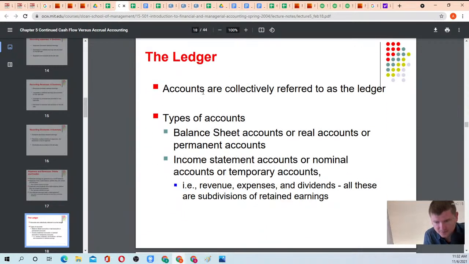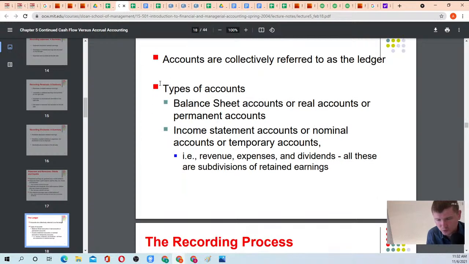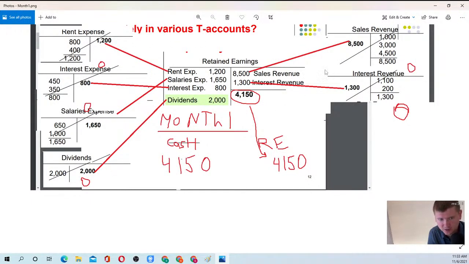Accounts are collectively referred to as a ledger. So basically, when you say general ledger, when you say trial balance, it's more or less all the same. What is interesting here is that balance sheet accounts are real accounts or permanent accounts. Balance sheet accounts are the ones which accumulate the data. So we see how everything here closed to the retained earnings.